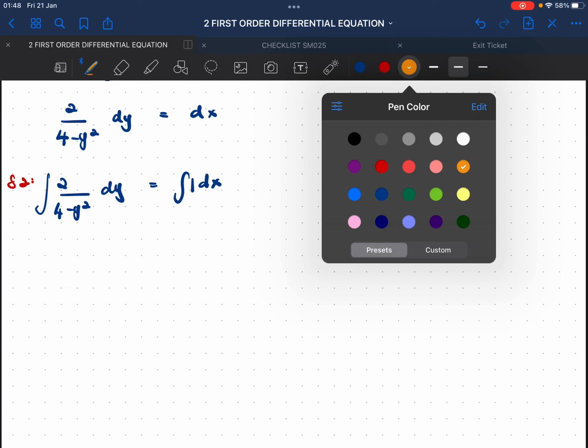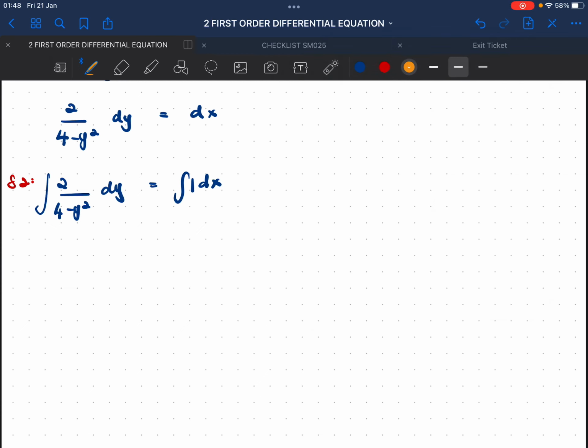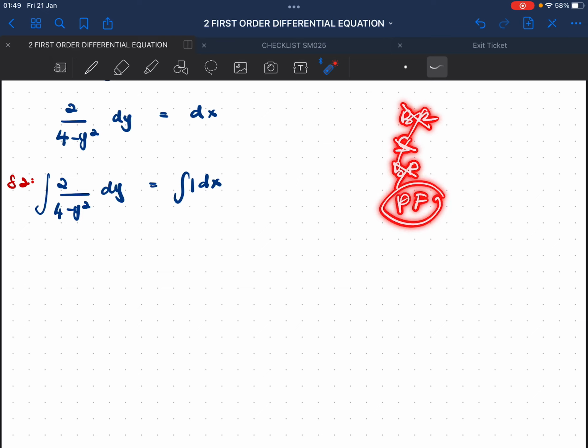2 over 4 minus y squared. Cannot use the power rule because the denominator is not linear. And we also cannot bring it up to the numerator. If you have 4 minus y squared, yes, you can bring the power up. But now, we cannot do anything. If we cannot use basic rules, cannot use substitution, cannot use by parts, so what we can do is by using partial fractions.